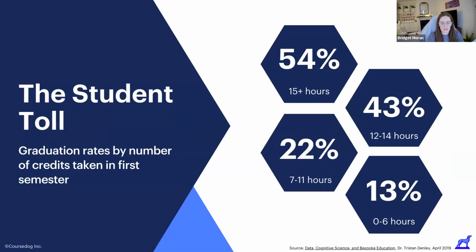The data you'll see on this slide is from studies that were done within the University System of Georgia. The data shows the percentage of students at state universities in Georgia that graduated within 6 years based on the number of credits taken in their first semester. The numbers are pretty startling when you look at them. While 54% of students that took 15 or more credits in their first semester graduated within 6 years, only 43% of their peers that took 12 to 14 credits graduated in the same period. And just 22% of those that took 7 to 11 hours in their first semester graduated within 6 years.